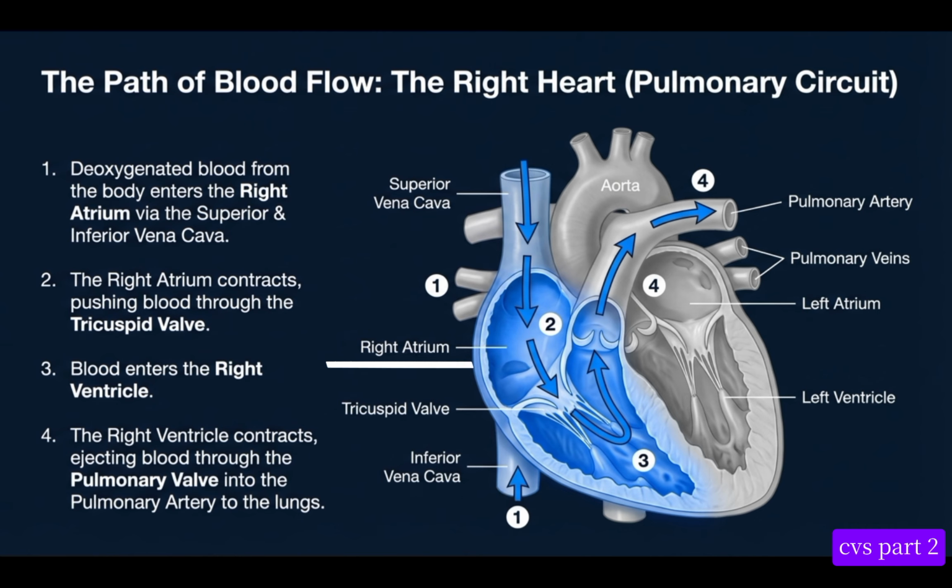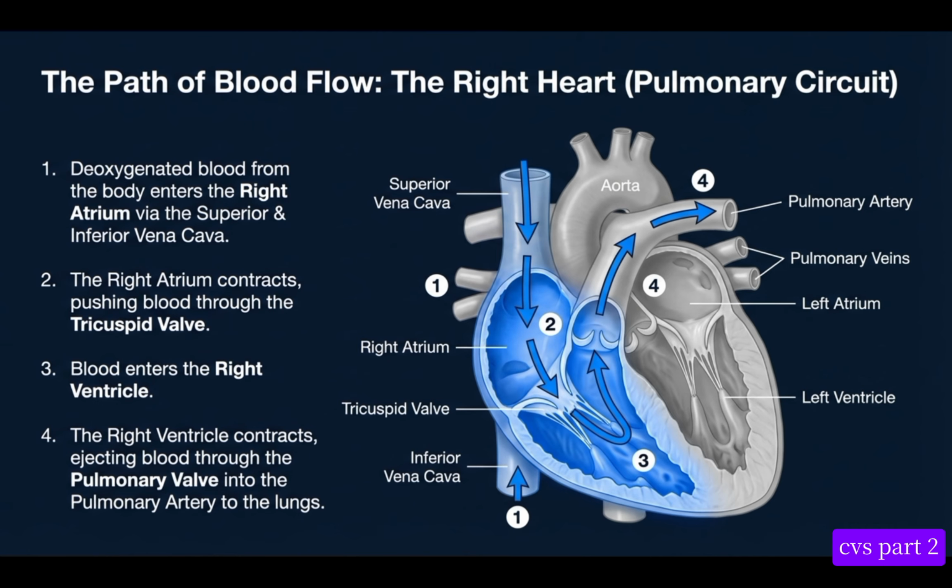And what's the second thing that happens? The right atrium contracts, pushing blood through the tricuspid valve. So look at the tricuspid valve there. When the right atrium contracts, it starts pushing on the tricuspid valve, and the tricuspid valve, or the right atrioventricular valve, opens up. As soon as it opens up, the blood from the right atrium moves into the right ventricle through the tricuspid valve.